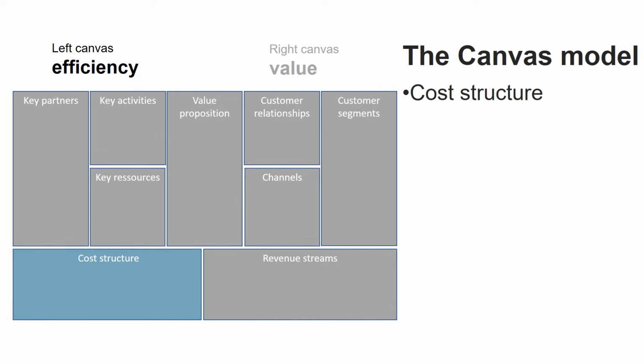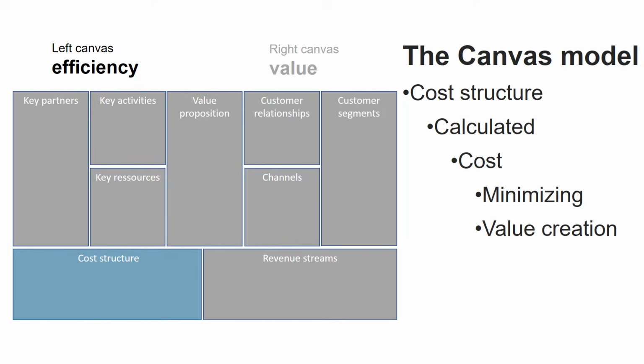The fourth and last building block on the left side of the canvas model is cost structure. The cost can be calculated relatively easily after defining the three building blocks: key resources, key activities, and key partners. You have to focus on minimizing cost, but at the same time, you have to focus on value creation and being less concerned with cost implications.